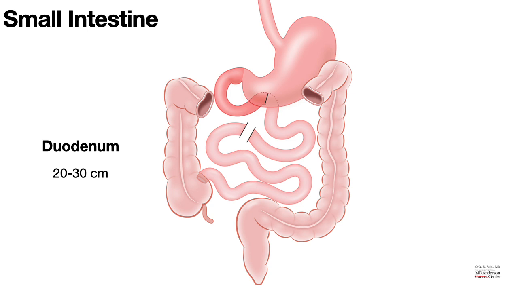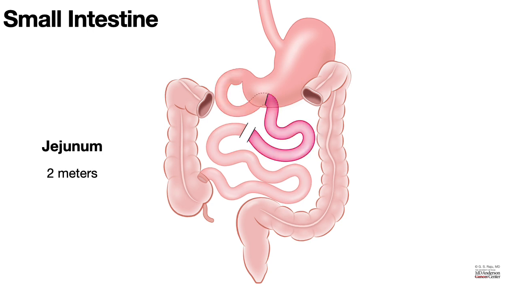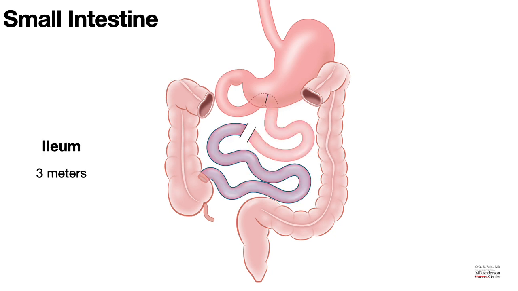The next section after the duodenum is the jejunum. It is 2 meters in length, and in the jejunum the digestion continues and absorption continues. And the next section is called the ileum, and this is 3 meters in length. In total, the small intestine is about 5 to 6 meters in length.